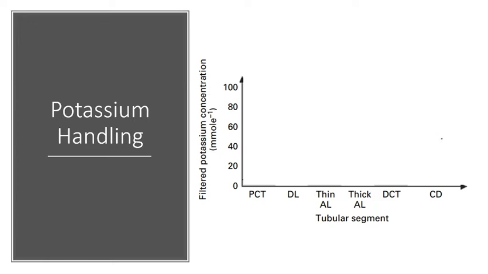Potassium is slightly different. Essentially the concentration will stay the same because it moves with water, and it starts off at a low concentration, so swings in it are not seen as much. In the distal convoluted tubule, it is secreted along its electrochemical gradient.